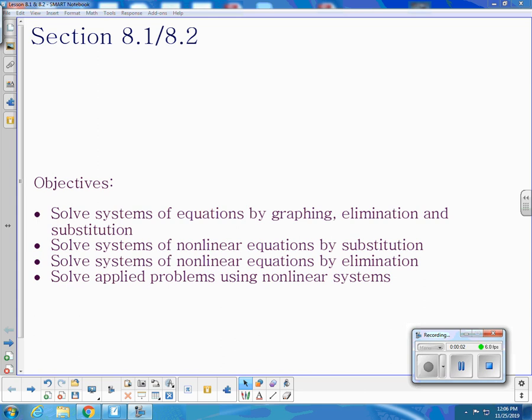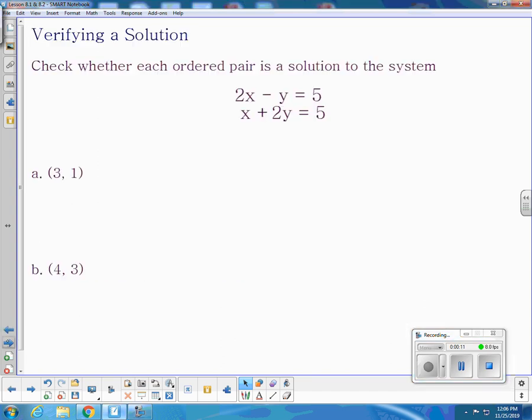So we are going to do systems. 8-1 is on 2 equation systems, 2 variable. 8-2 is on 3 variable. Okay, so we're doing 2 lessons.